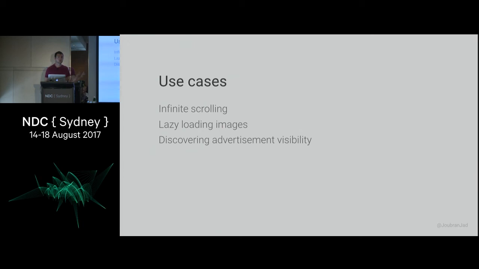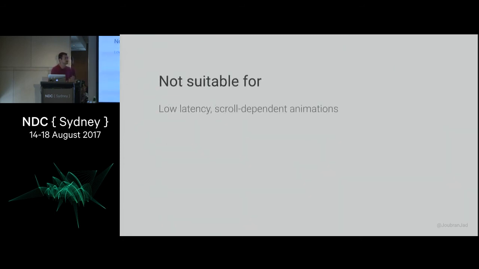You can also do more advanced things, like if you have a video that's playing, you can have a mute button that only shows up once the video is outside the viewport, and then hide it once it's inside the viewport. You just have to know that this is not suitable for scroll-dependent animations. I never tried to do parallax. I don't think you should do parallax anyway. But this is only for things that are not really scroll-dependent or like low latency, extremely low latency.